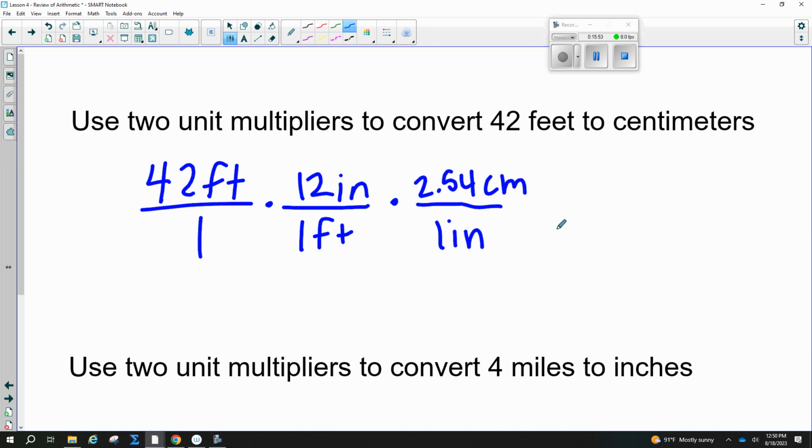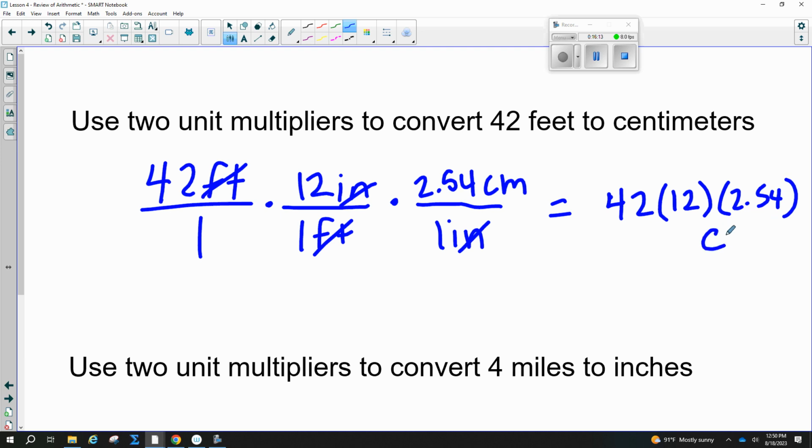Now, this would be one I would not want you to multiply out on the test, okay? Don't multiply this out. But your feet cancel with your feet, your inches cancel with your inches, so your answer should look like this: 42 with parentheses times 12 with parentheses times 2.54, and then do not forget units, okay? We are converting to centimeters. I definitely want to see centimeters in your answer. Eli? No, you actually don't have to on the first one.